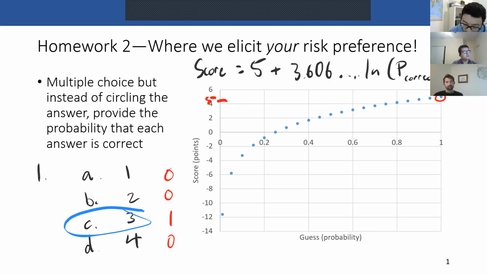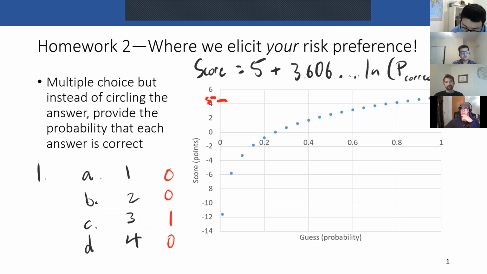But if you chose the wrong answer, if you chose D, for example, and you put 1 here and 0 here, then your score will be negative infinity, and you will immediately fail the homework. So I encourage this every year: don't put 1 next to an answer. You can kind of hedge your bets, right?